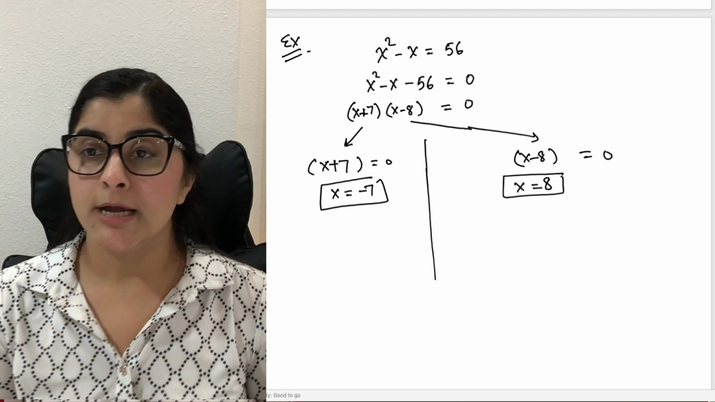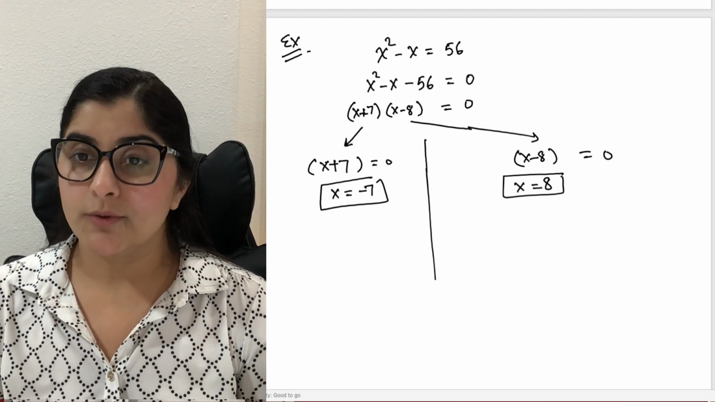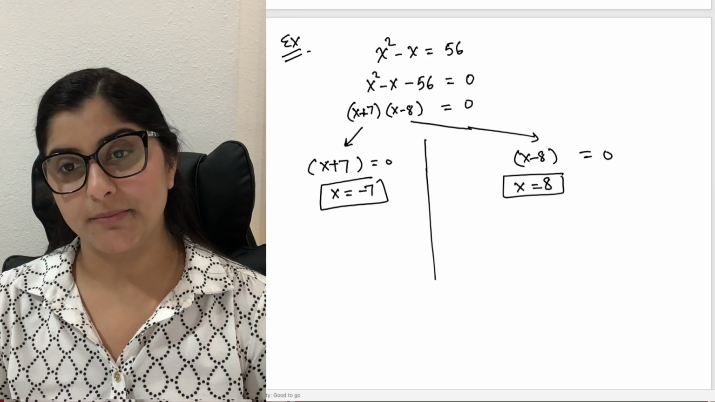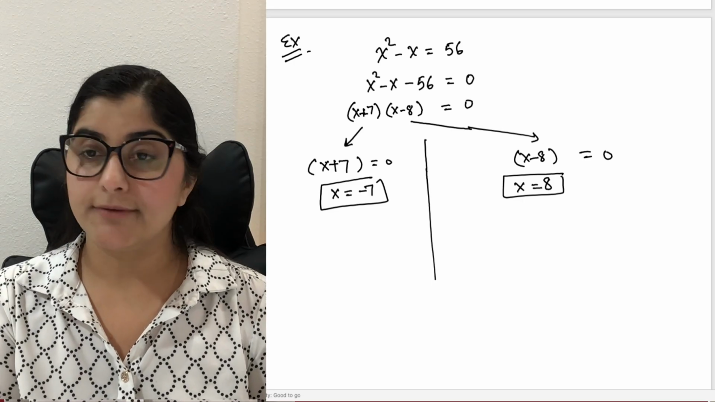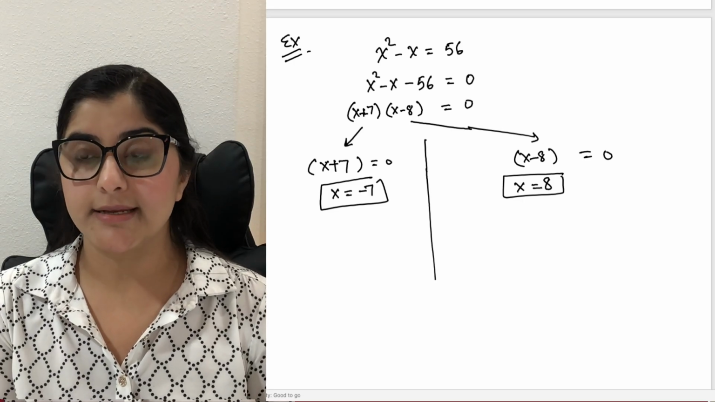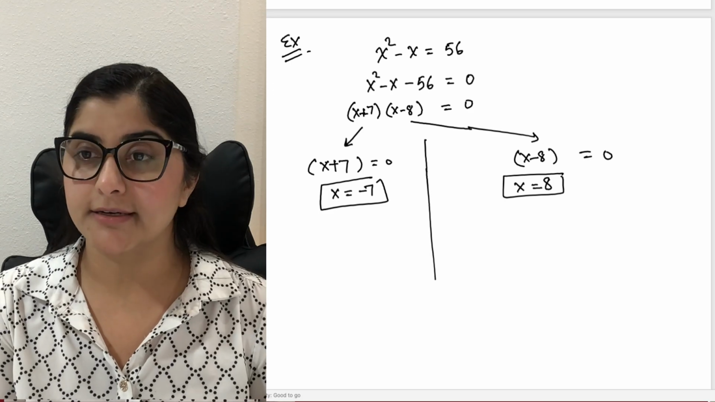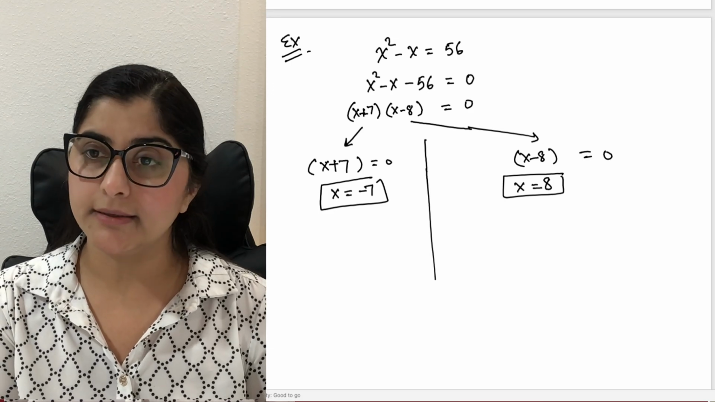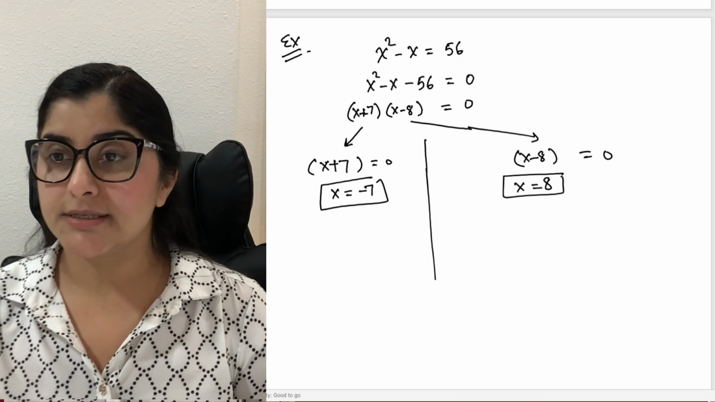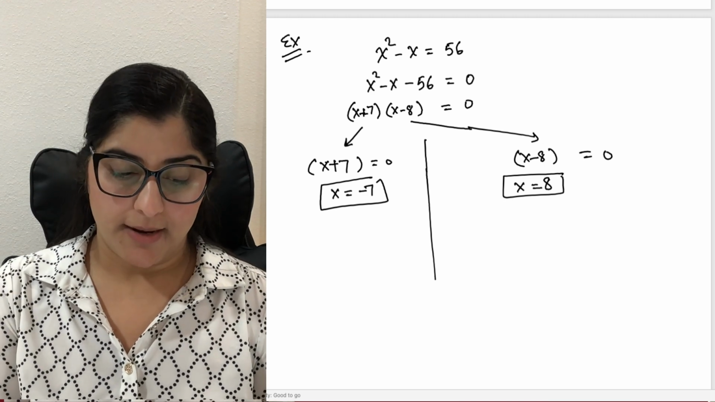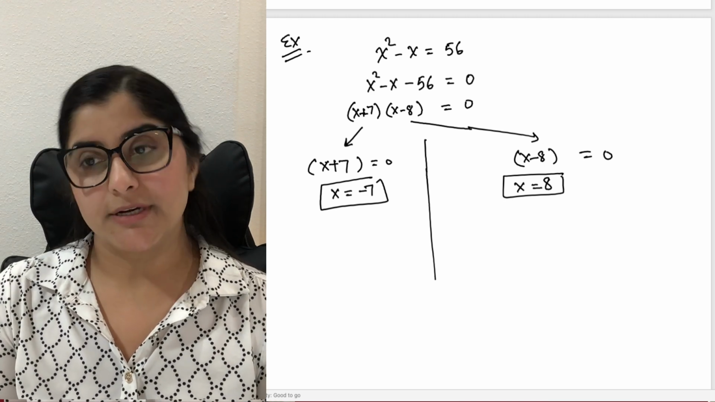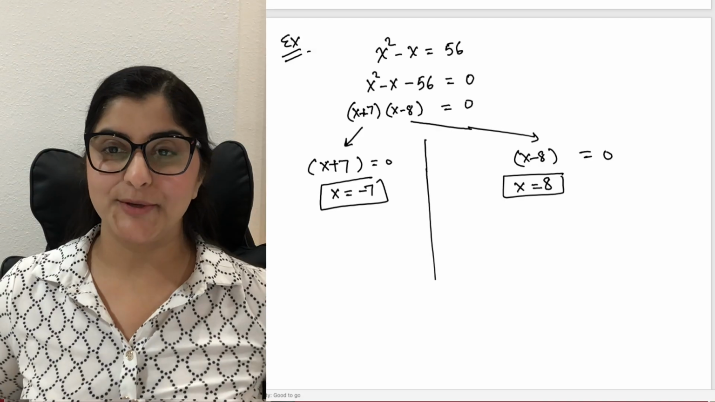So this is called solving quadratic equations by factoring method. Make sure whenever there is a quadratic equation, the right hand side is 0, then you find the factors using the diamond and box method, and then use the zero factor property, make each factor equal to 0, and solve for x. Thank you so much.